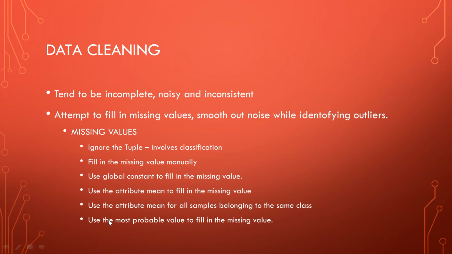Number five is using the attribute mean for all samples belonging to the same class as the given tuple. Let's say, for instance, if classifying customers according to credit risk, replace the missing value with the average income value for customers in the same credit risk category as that of the given tuple. Next is the use of the most probable value to fill in the missing value. This may be determined by regression, inference-based tools using a Bayesian formalism, or decision tree induction. For example, using the other customer attributes in your data set, you may construct a decision tree to predict the missing value for the income.